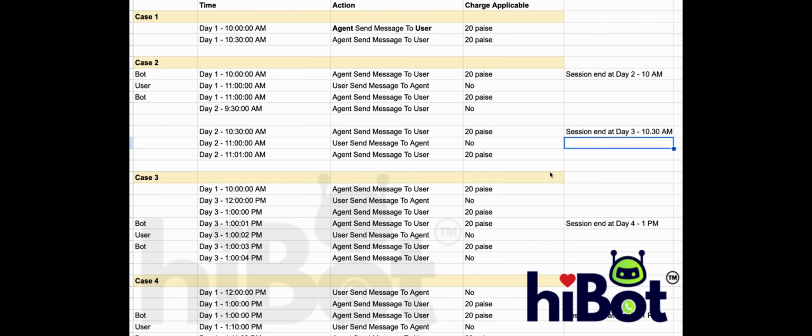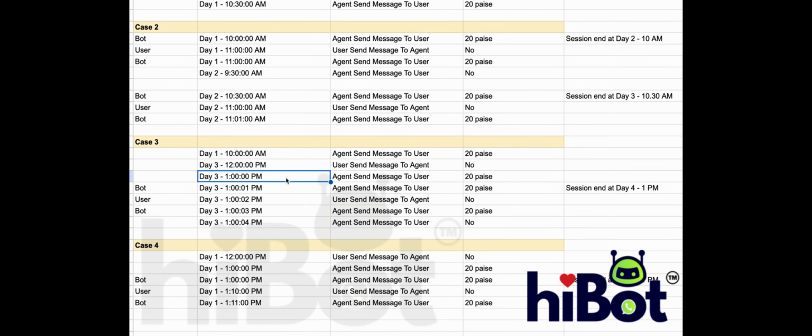So after the session ends, you still need a bot-user bot configuration or agent-user agent session. After that only, your 24-hour session will begin and end at the next day whenever your first message of the agent-user agent configuration began.